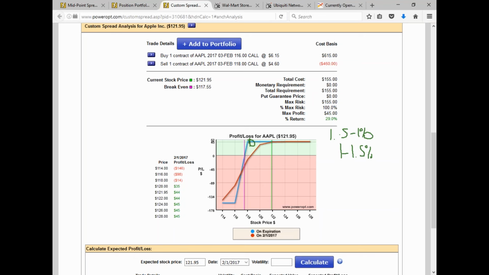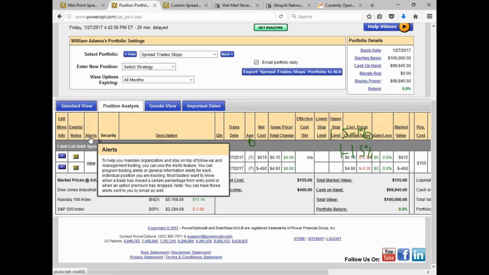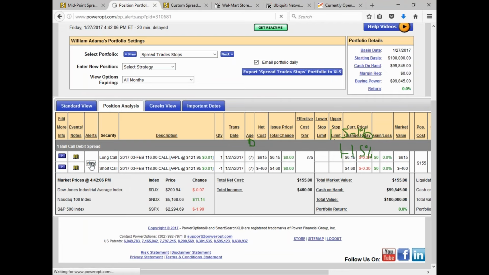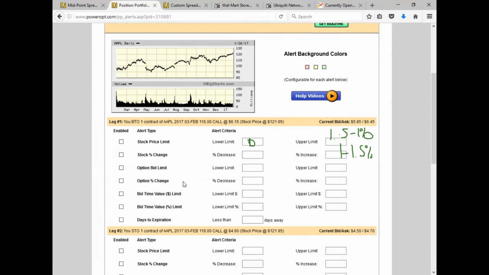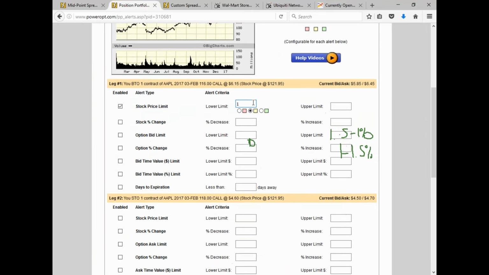So when I go back to the portfolio, in the alerts column here, I'm going to go ahead and click View, and now I'll put in my stock limit. So my lower limit for the stock is 118.75. I don't have an upper limit. It could go to 100, I don't care, because my position is going to be at full profit. I'm going to mark that as a red warning.